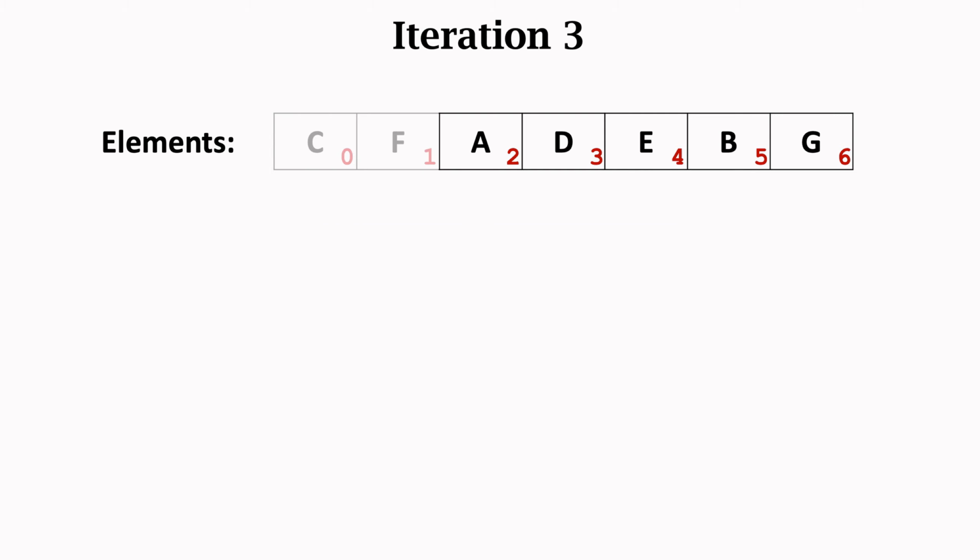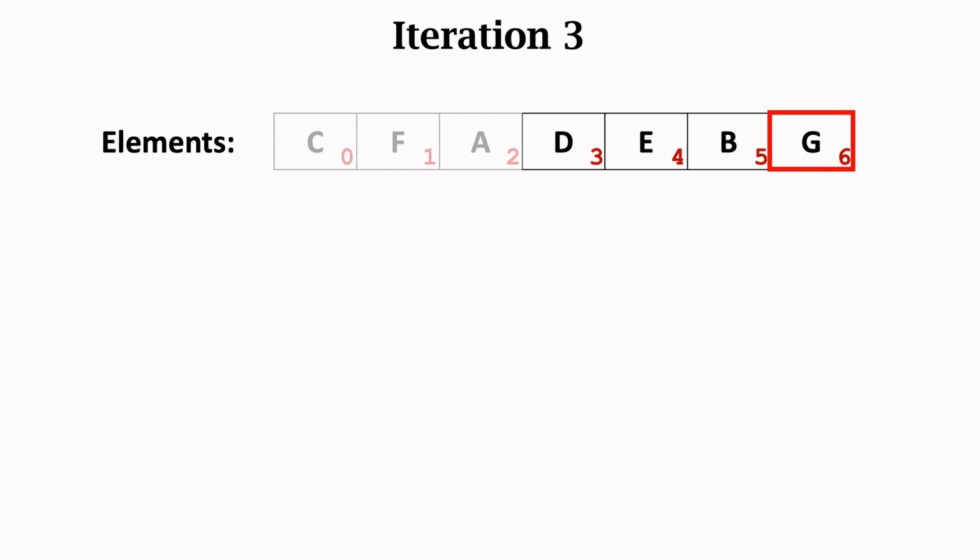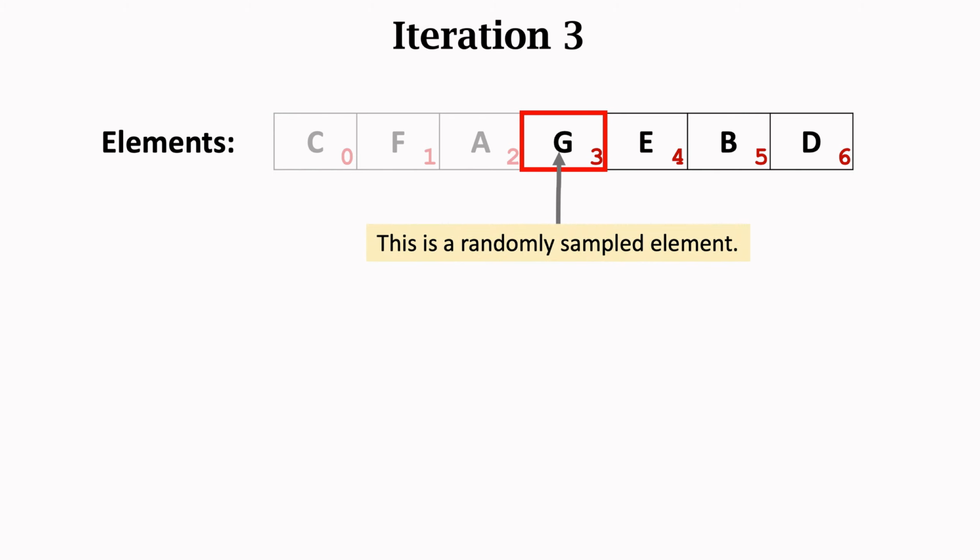Now the third iteration begins. Fix the first 3 elements. Randomly select 1 from the remaining 4 elements. We happen to get the 6th element, G. This is the third iteration, so we want to put the selected element, G, in the third position. We swap G with the third element, D. After the swap, G is in the third position. The current element in the third position is the outcome of a random selection.